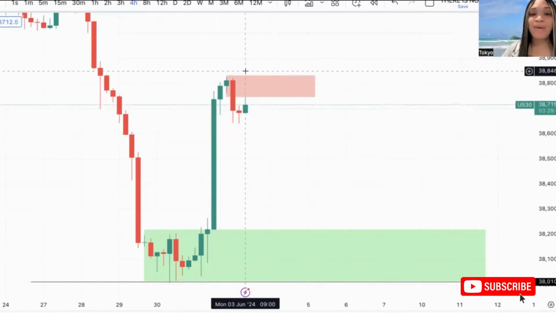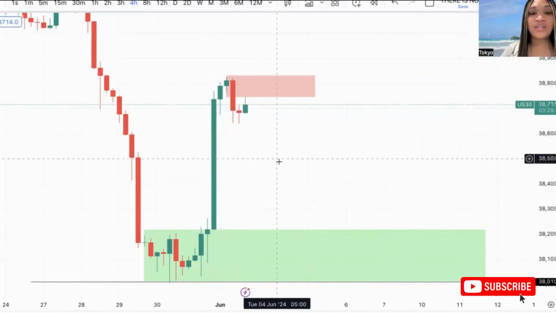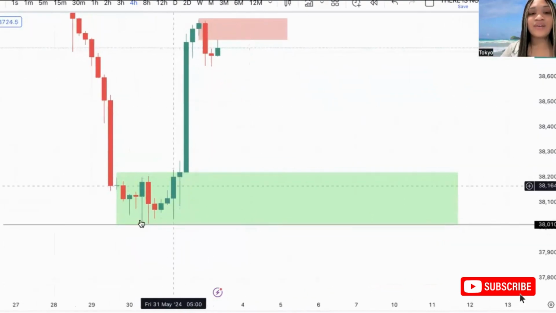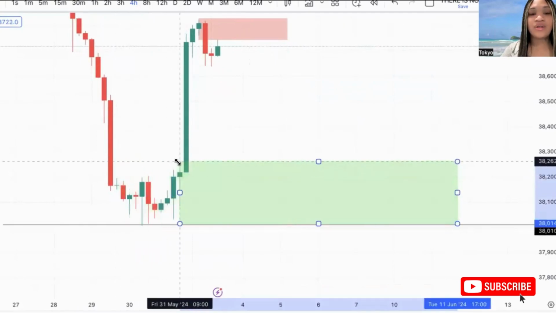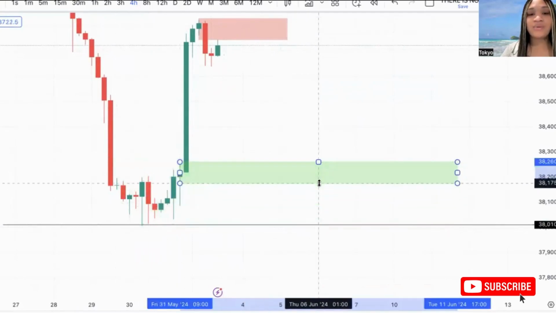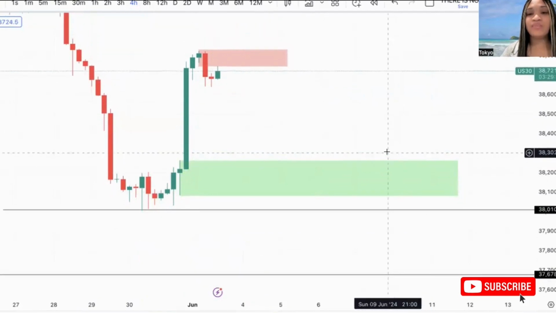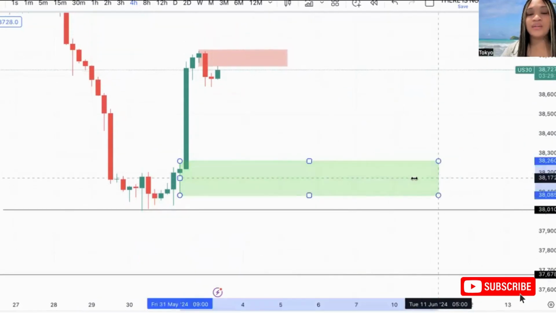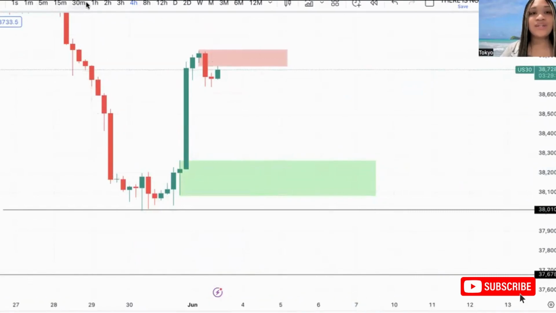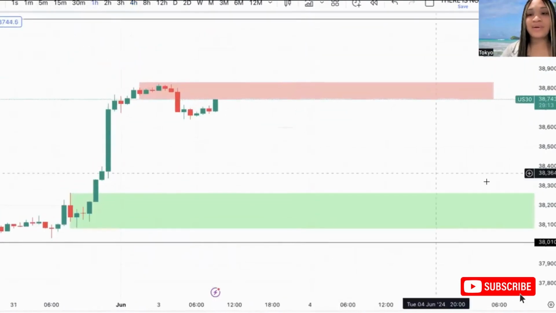Remember, this is not my high probable setup. This is just a counter trade. And here's the area that I intend on entering right down here. So I've narrowed down my daily time frame OB to a 4-hour OB, right? And now I'm going to go down to the 1-hour time frame from this 4-hour time frame.